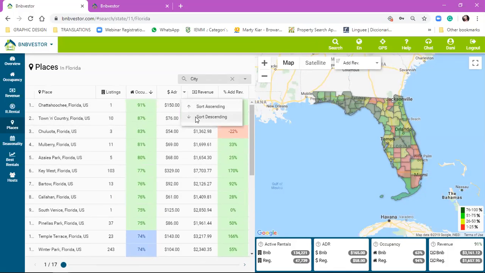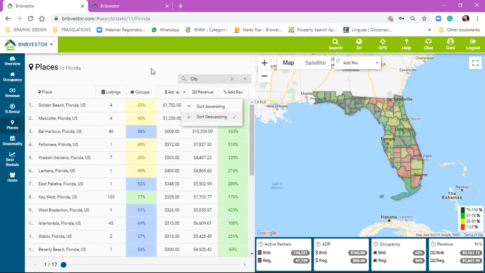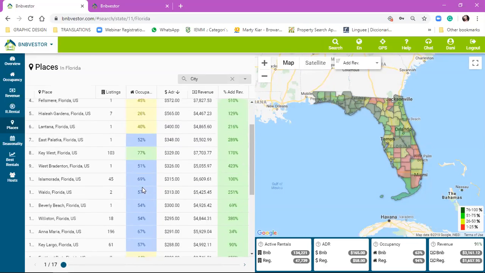Then the highest average daily rate. We have Golden Beach, Mesquite, Bal Harbour, and Fellsmere. Now, take a look at this again. We have the listings 4, 4, 46, and 1. But you can see, of course, with an occupancy of 33, 46, 56, and 45. So this we're not really going to consider.